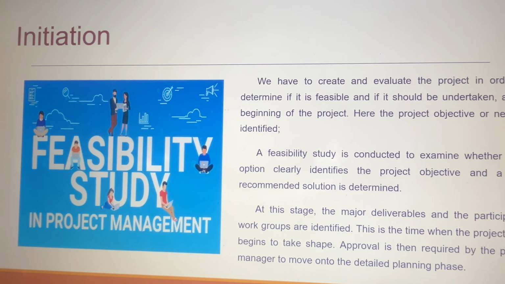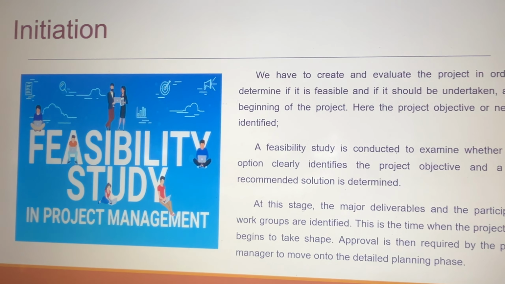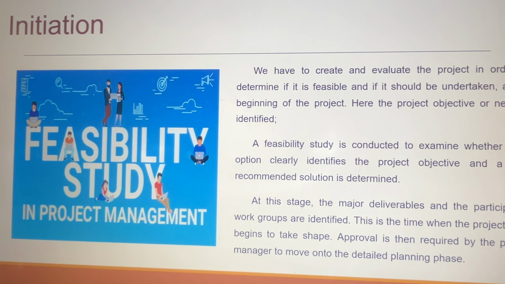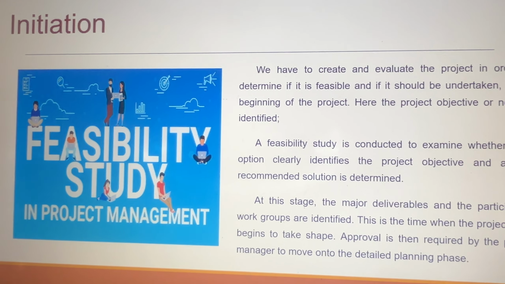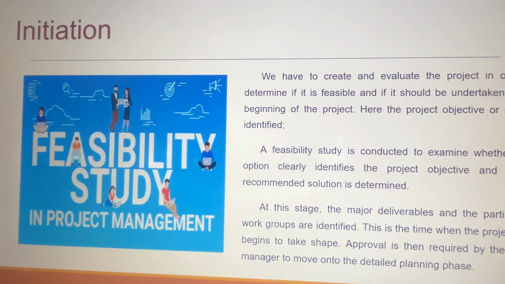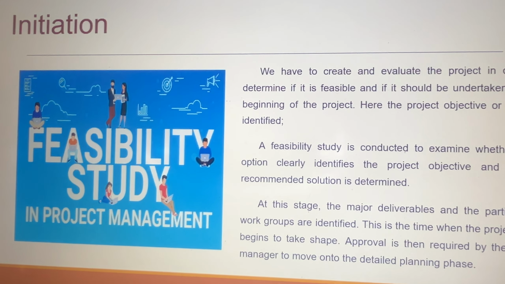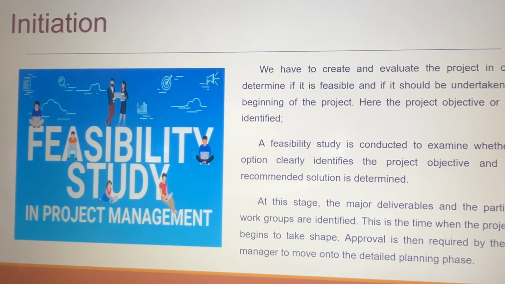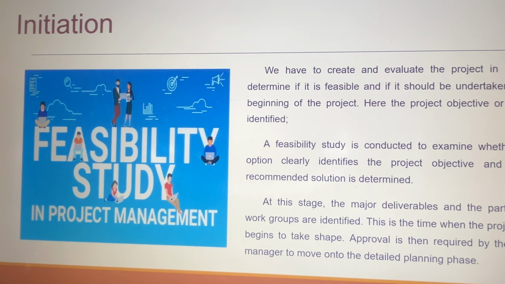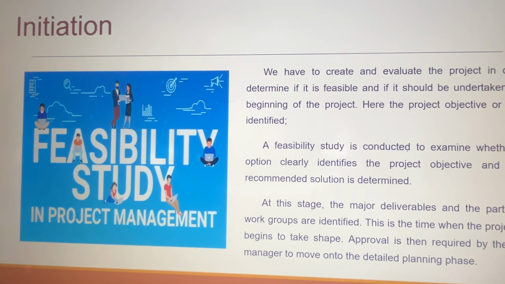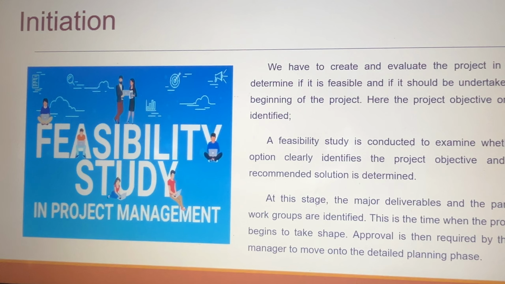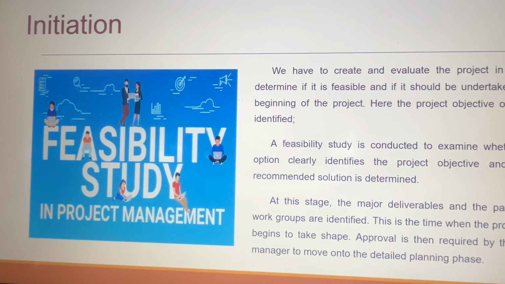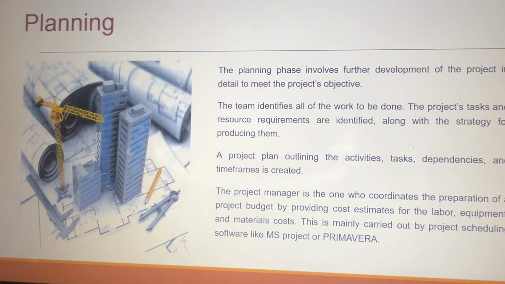At this stage, the major deliverables and the participating work groups are identified. This is the particular time when the project begins to take shape, and you have to get the approval of the required project management to move on to the detailed planning phases. Once your project is okay, with all the major problems arranged and with your team members, you have to go for the approval for the next planning stage.